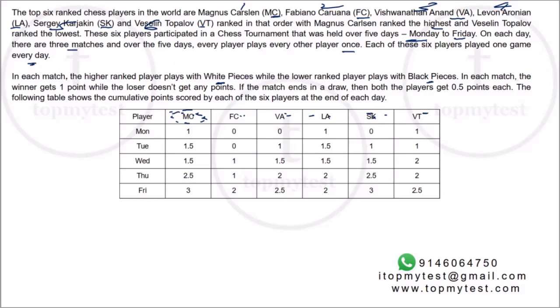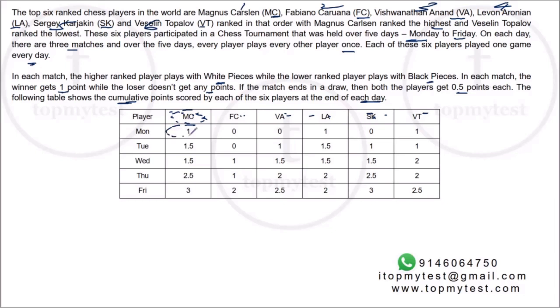Right, in each match, the winner gets 1 point while the loser does not get any points. If the match ends in a draw, then both the players get 0.5 points each. The following table shows the cumulative points scored by each of the 6 players at the end of each day. So at the end of day 1, everyone has played 1 match.